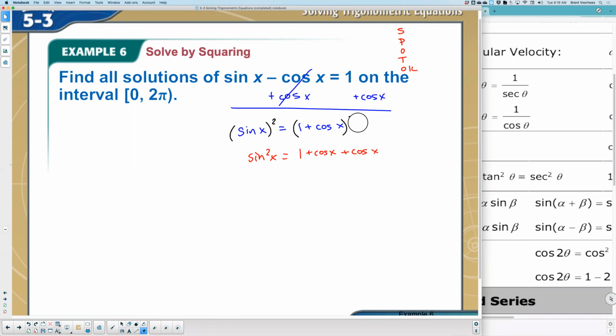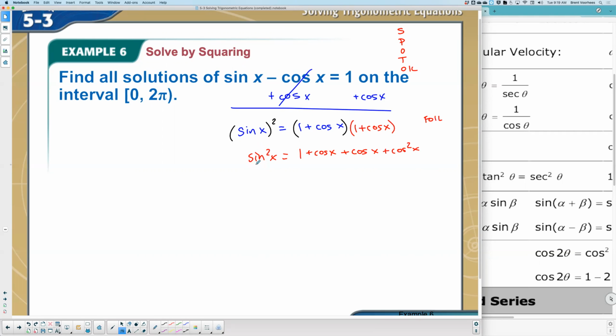Actually, let me just write it this way. Instead of squaring it, so you can see it. So 1 times 1, 1 times cosine, cosine times 1 is right here. And now cosine times cosine is cosine squared. So I just FOILed that out. That's what I did there. I FOILed, and so now I have this set up.